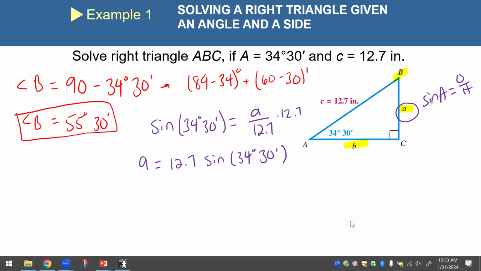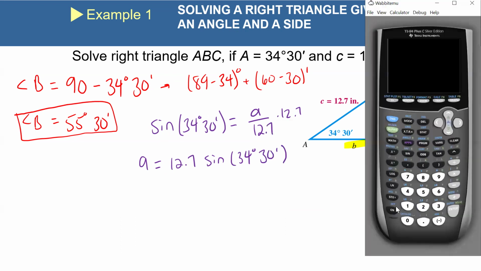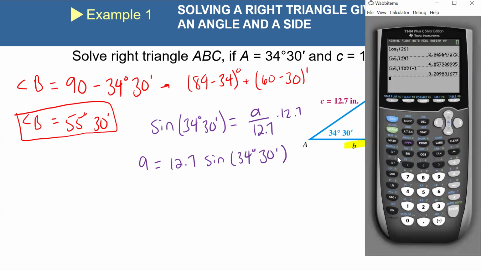All right, Sylvie, where art thou? Here she is. Gonna turn her on. I'm gonna clear. I'm gonna make sure my calculator is in what mode? Degree mode. So we're gonna go to mode, go from radians to degrees. I'm in degree mode. I'm gonna convert this. So we have 34 plus 30 divided by 60. I mean, I didn't want to convert it. I'm gonna write it in there, sorry.